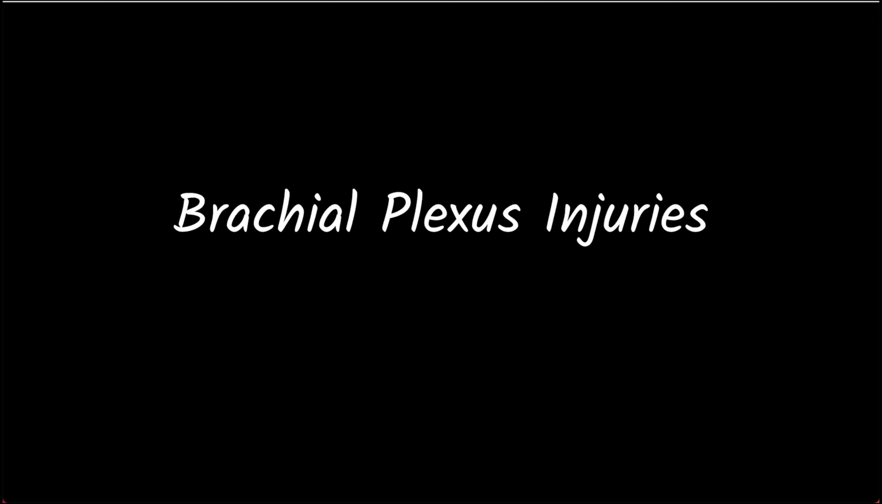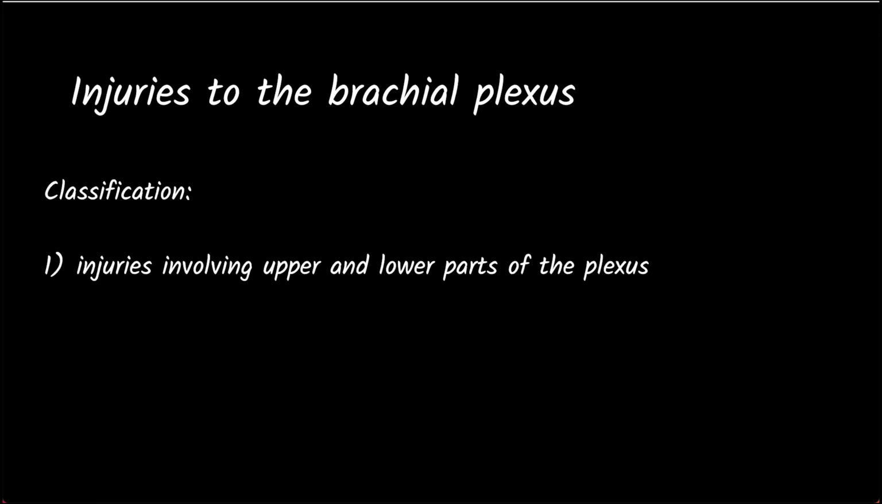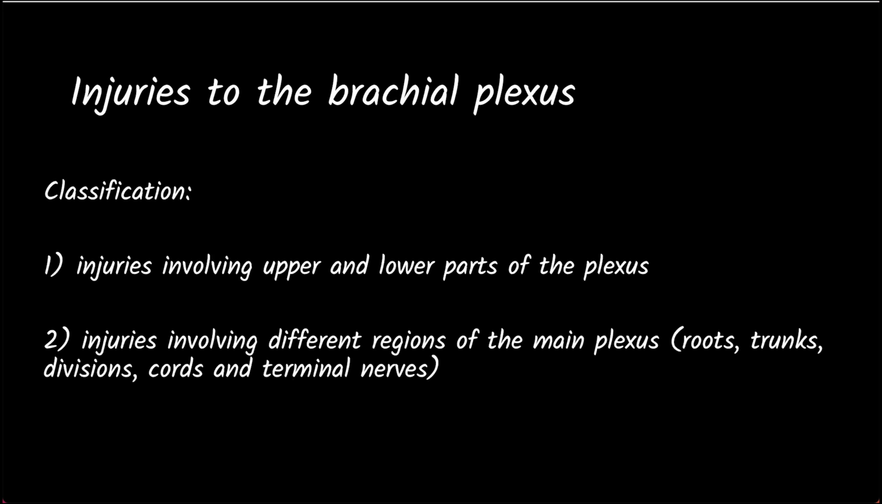We all know that the brachial plexus is located superficially between two highly mobile structures. And what are these? The neck and the arm. That's why these injuries are more likely traction type of injuries. We can classify the injuries of the brachial plexus into the injuries which are affecting the upper and the lower part of the plexus. And the second variant, the injuries involving the regions of the brachial plexus. And the regions are root, trunks, divisions, cords, and terminal branches.